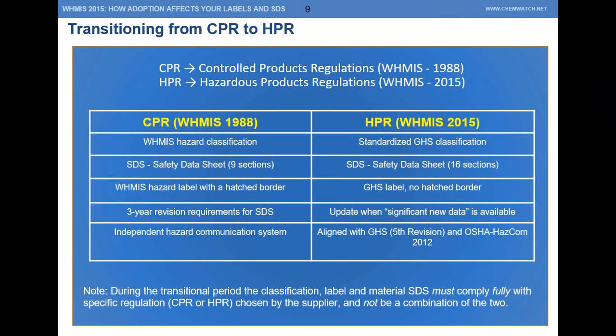WHMIS 1988 had a 3-year revision requirement for SDS. Another significant change under WHMIS 2015 is that vendors are required to update the SDS only when there is significant new data available. We'll talk about that more in a few minutes. What was an independent hazard communication system under WHMIS 1988, basically independent to Canada, is now aligned with GHS, specifically the 5th revision, along with OSHA's HazCom 2012. So you can see the note below: during the transition period, the classification, the label, and the SDS must comply fully with either CPR or HPR, as chosen by the supplier, and not be a combination of the two. We'll talk about that more in a minute.